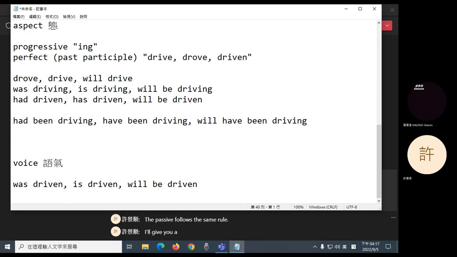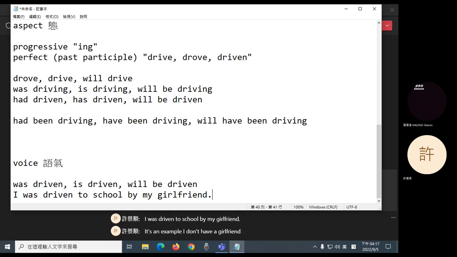I'll give you a sentence just to make it clear. I was driven to school by my girlfriend. It's an example. I don't have a girlfriend. I don't have a boyfriend either. So you can see from this sentence, one word for the tense, past, present, future. And you use the word be plus the past participle. And that tells us that this is the passive voice.